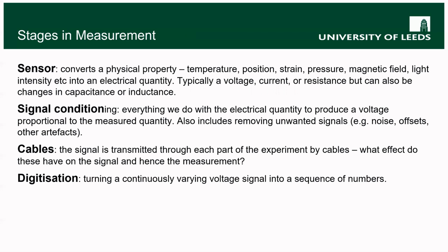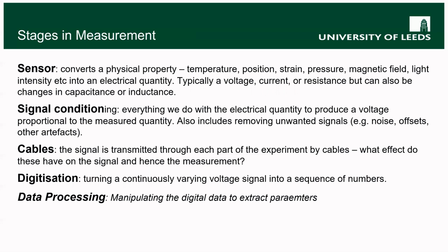Once you've actually done the sensing and the signal conditioning and transferred the signal to the computer, you then have the process of turning it into digital data. So digitization takes a continuously varying voltage signal and turns it into a sequence of numbers. And again, you have to understand what's going on there in order to understand whether your measurement is giving a valid measurement of the thing you actually want to understand.